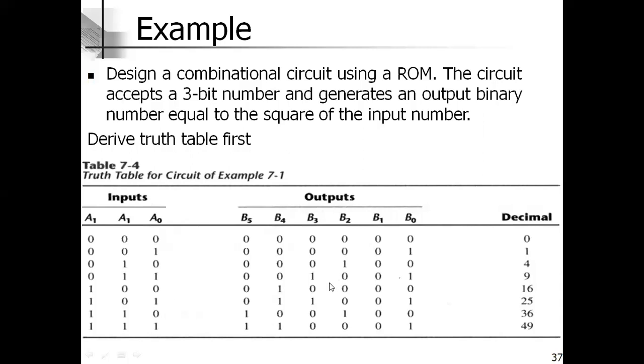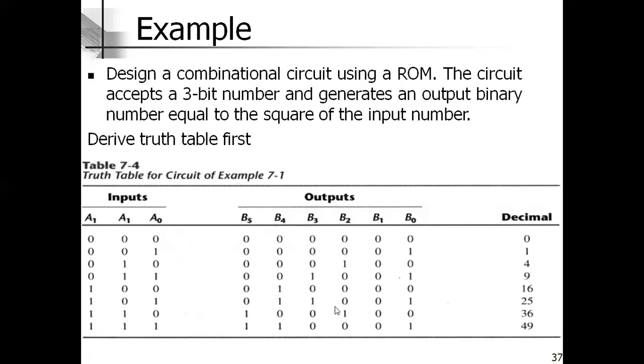4 square is 16, and this is its binary bit representation. 5 square means 25. Next, 6 square is 36. And 7 square is 49. So these are the equivalent binary outputs here. Is it clear or not?